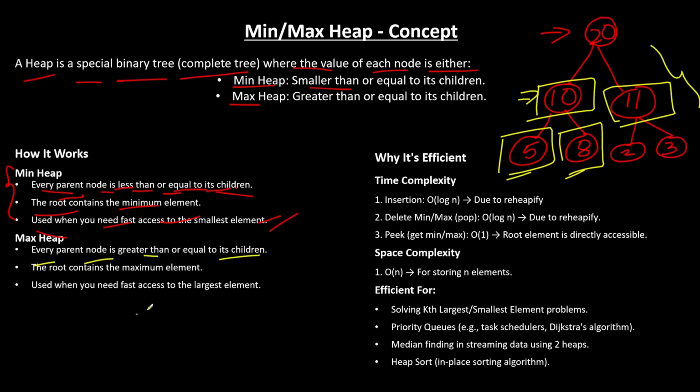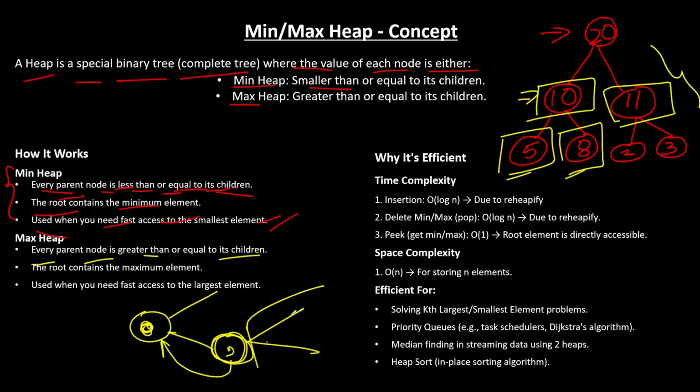So basically, if this is the maximum element, all its children will be smaller than it. This is the maximum element. All the children below it will be smaller than this, fine. And this will be smaller than this particular node, but greater than its own children below, fine. This is how it goes.